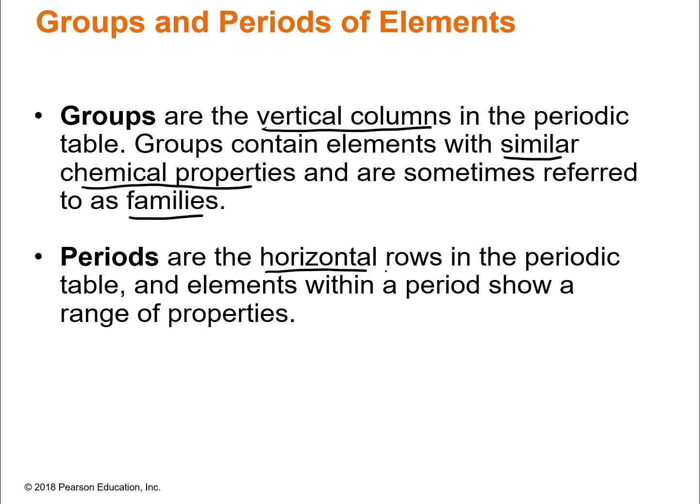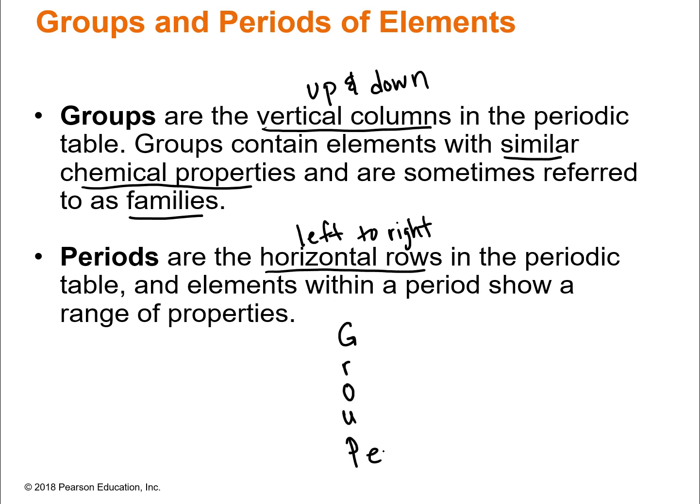Periods are the horizontal rows, so going from left to right. So vertical columns, we're talking about up and down. Horizontal, left to right. There's no real rhyme or reason to the properties of elements that are in the same period. The way that I remember which is which is I write this little mnemonic. So the group is the one that's going up and down, and a period is left to right. So that helps me remember which is which.